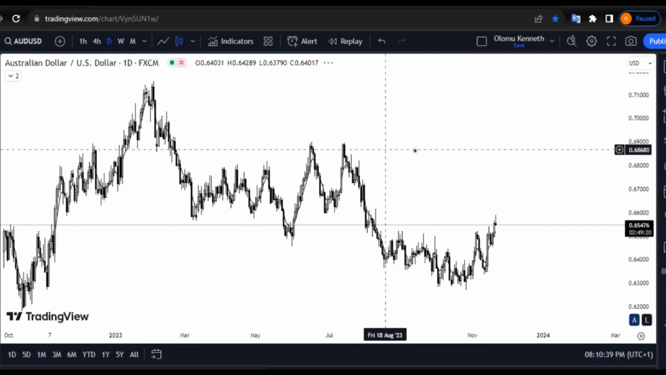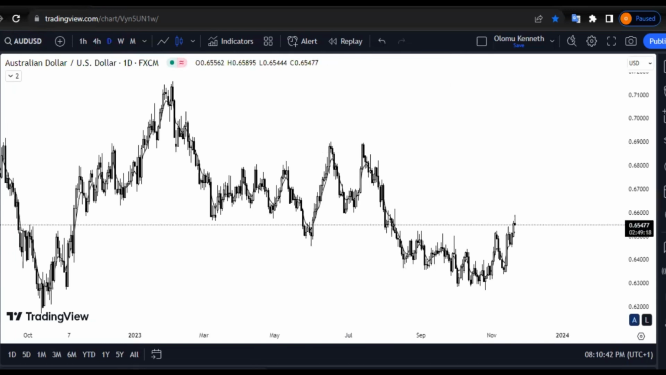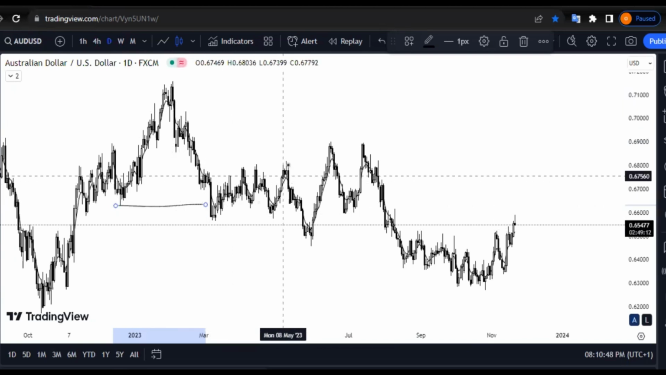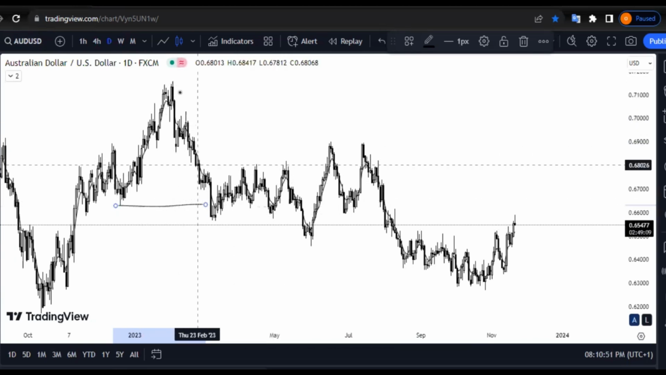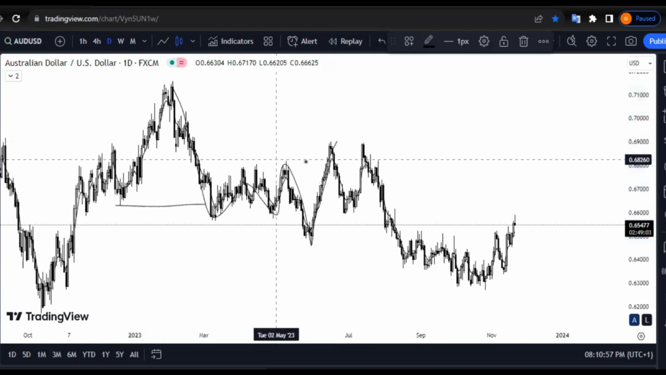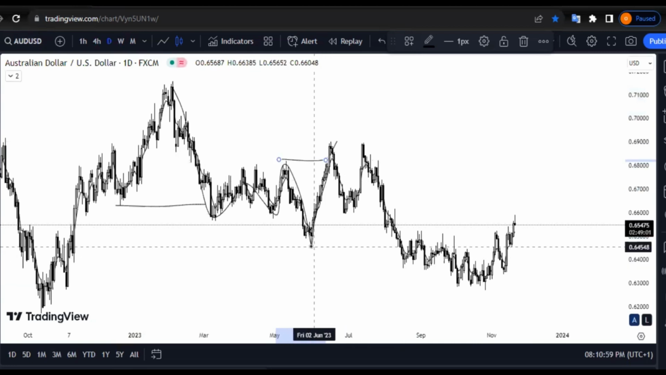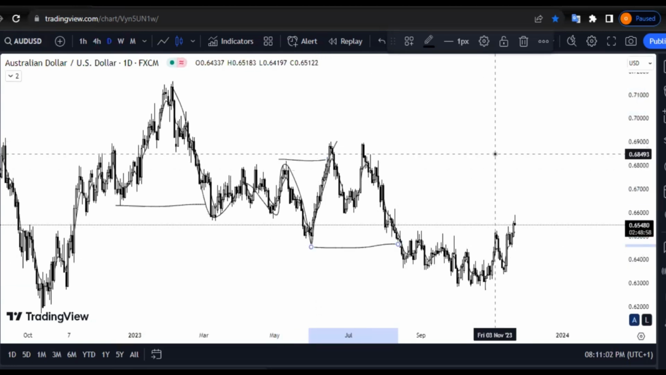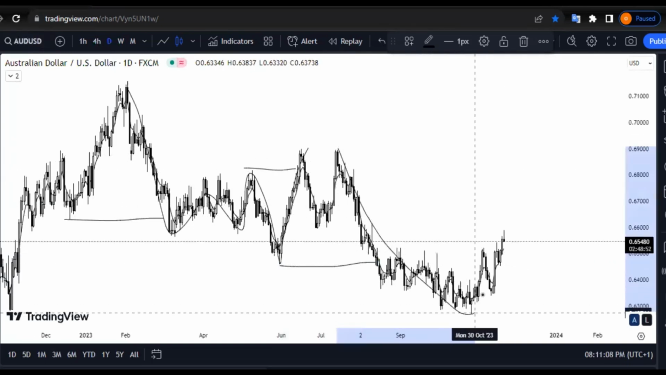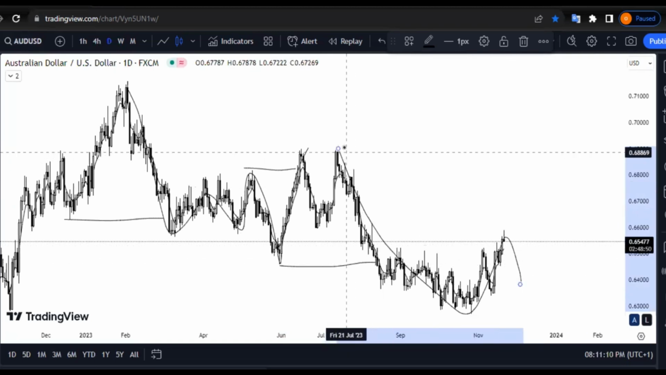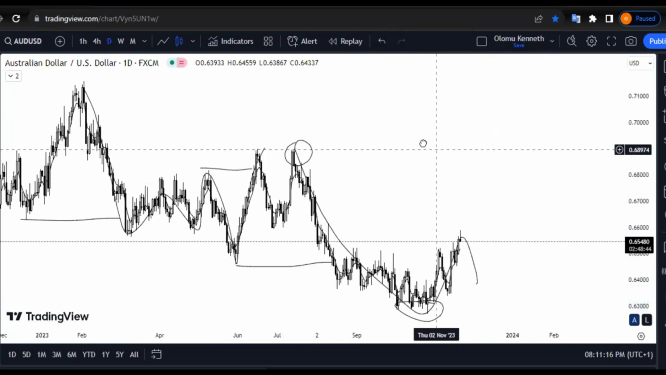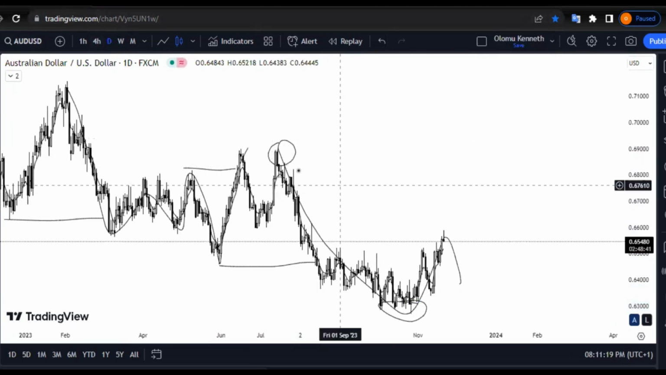Let's look at this and get our structure from the daily time frame. So break of structure, correction, impulse, correction, impulse. We had a break of structure over here, and now we had a break of structure over here. This is more like one impulse, and we're having this as a correction, then another impulse. So AUDUSD is more like a sell.